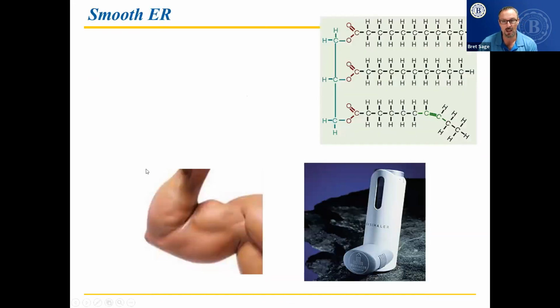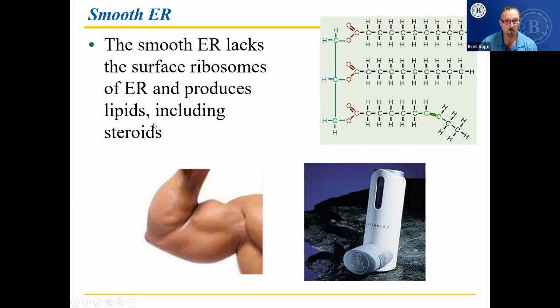Okay, smooth ER. This is a picture showing a triglyceride, which was in a previous PowerPoint. This is a rescue inhaler. What do they have to do with each other? Well, the smooth ER lacks surface ribosomes and produces lipids, including steroids. For example, steroids could have given this guy his big muscles. And steroids are often found in rescue inhalers for asthmatics that help relax smooth muscle in your lungs, opening it up so you can breathe better.